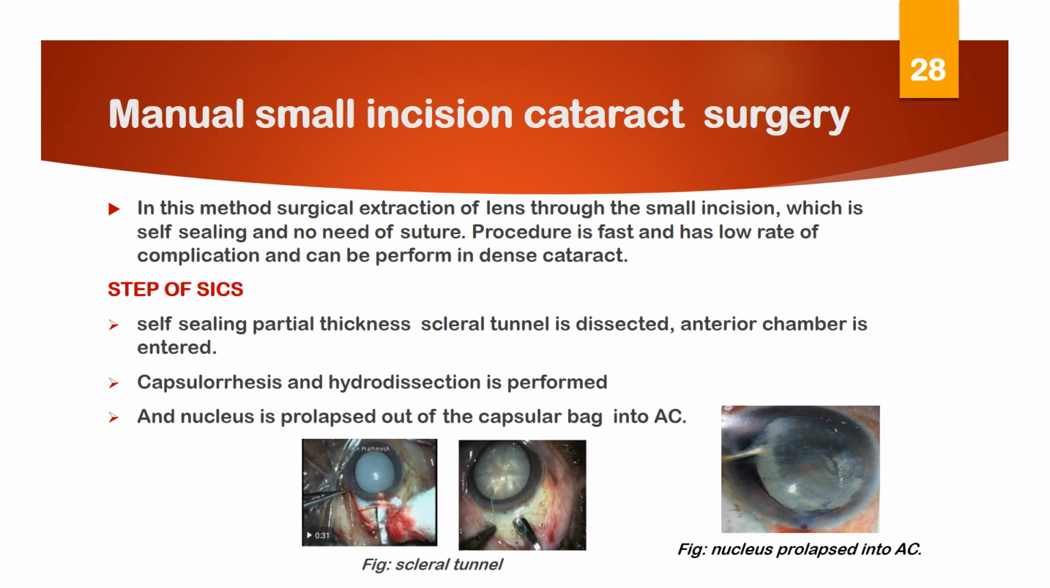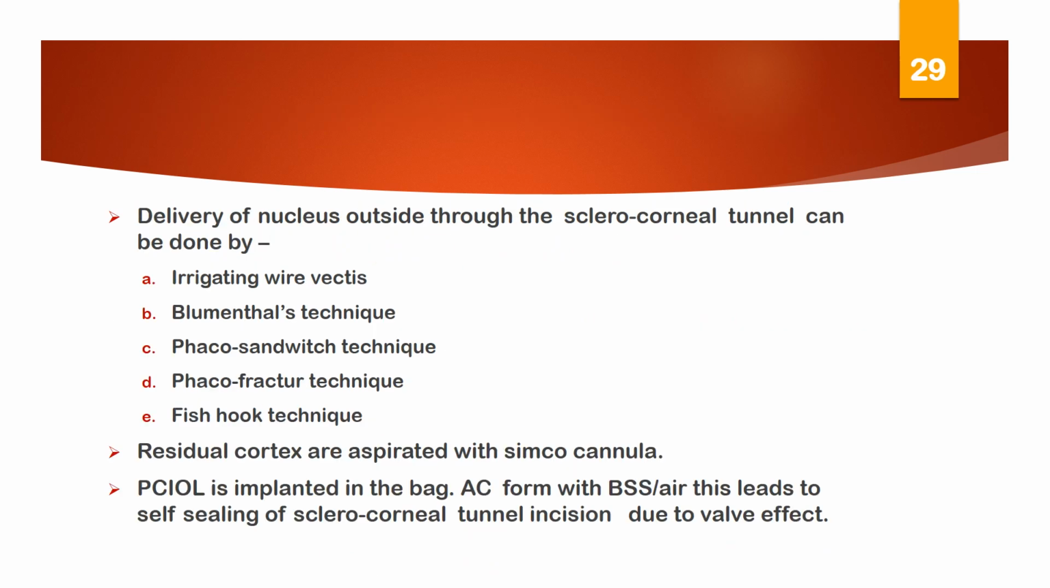Steps of SICS, in short: a self-sealing partial thickness scleral tunnel is dissected, the anterior chamber is entered, and capsulotomy and hydrodissection are performed. The nucleus is prolapsed out of the capsular bag into the AC. Then delivery of the nucleus outside through the sclerocorneal tunnel can be done by the following methods: irrigating wire vectis method, blue menthol technique, phaco sandwich technique, phaco fracture technique, or fish hook technique.